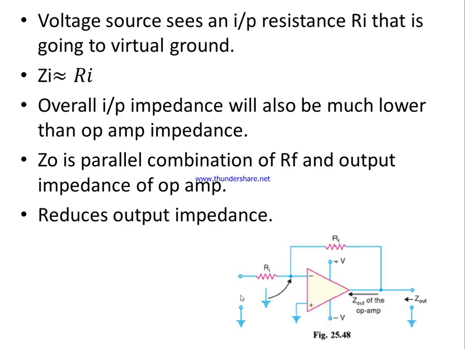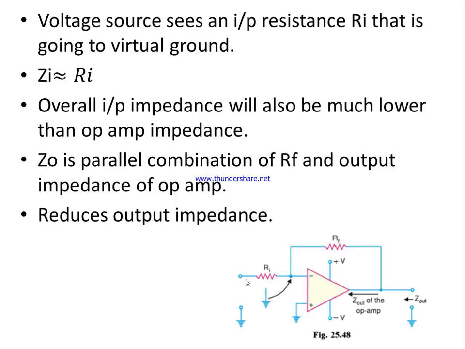at this terminal we are connecting a voltage source, and when we look from this voltage source, one end of the voltage source is connected to RI and the other end is connected to this point, and this point is the virtual ground, because since V plus is 0, V minus is also 0. So at this terminal the voltage is 0 volt, and therefore 0 volt means virtual ground. That means this terminal of RI is actually grounded. It is connected to ground.